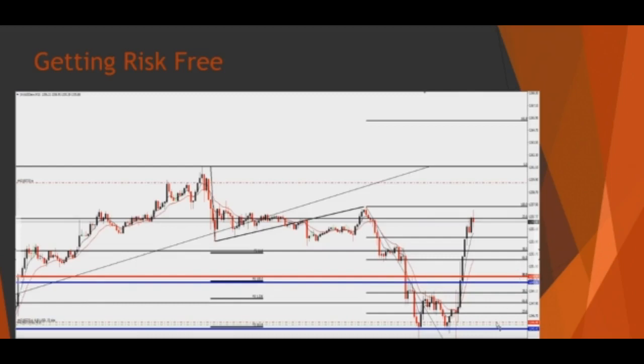At that point, regardless of if it just barely hits it, I don't want to close above it. Barely hits it. Once it does that, that is your cue to move your stops from your stop loss level to your entry level. You are now in a risk-free trade.